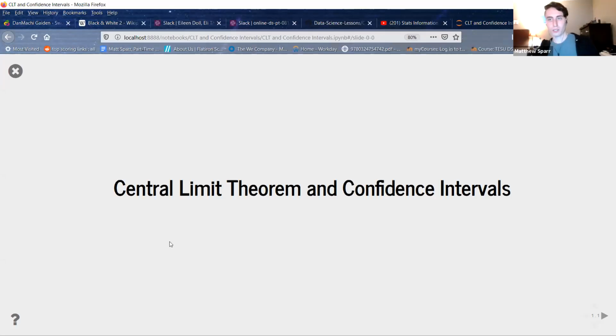All right, so tonight we're going to cover the central limit theorem and confidence intervals. The goal for tonight is to get an intuitive understanding of the central limit theorem because it's super important to basically all of statistics from here on out. And then we'll go into some confidence intervals, both when we know the population standard deviation and then also using a t-distribution.